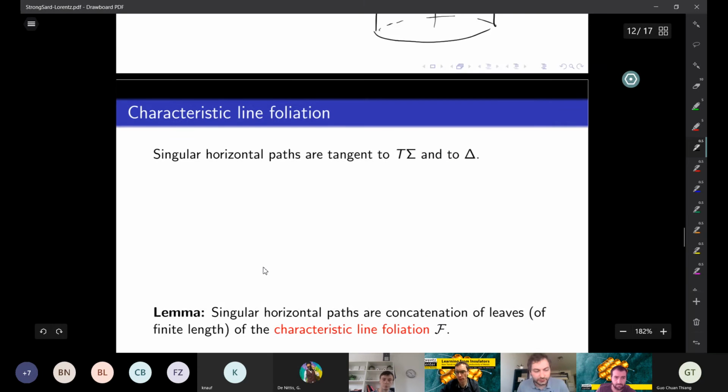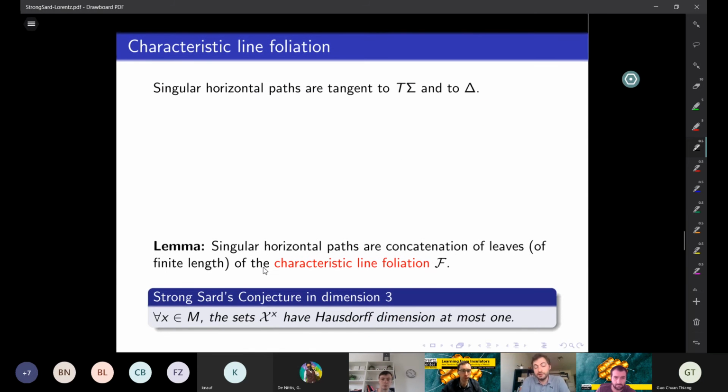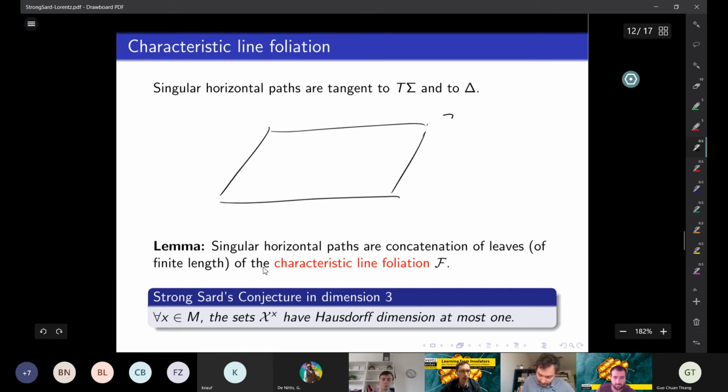Okay, so this leads us to the object that is used to study this kind of problem, which is called the characteristic line foliation. The idea is that we have this Martinet surface, and for every point we either are going to have tangency, or we're going to have that it's transverse. If it's transverse, we have only one possible direction to move. But if it's tangent, you have many. And what is going to happen here is that you have a line foliation where the points of tangency are singular points of this line foliation.